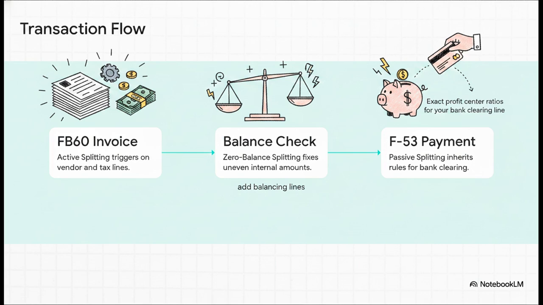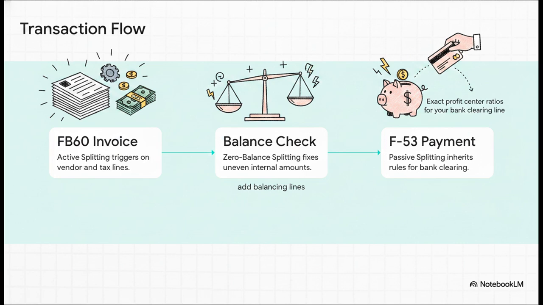These rules don't just exist in isolation, they work dynamically on a single transaction. Let's track the life cycle here. Step 1. A user posts a messy, complex invoice. Instantly, active splitting triggers to split the vendor and tax lines based on the driving expenses.